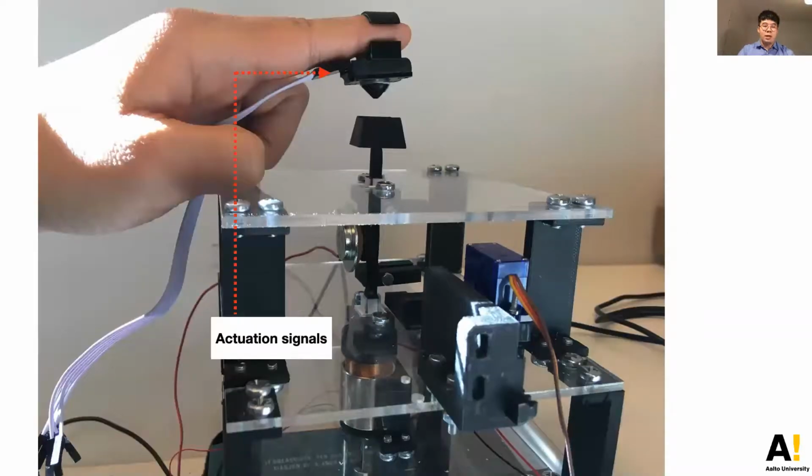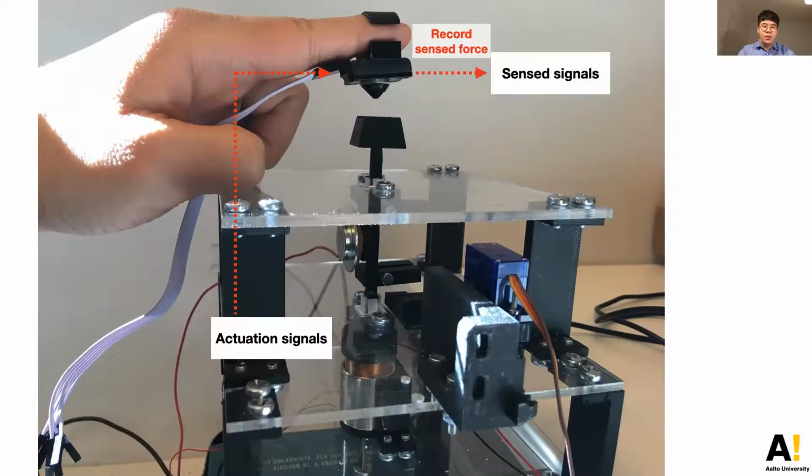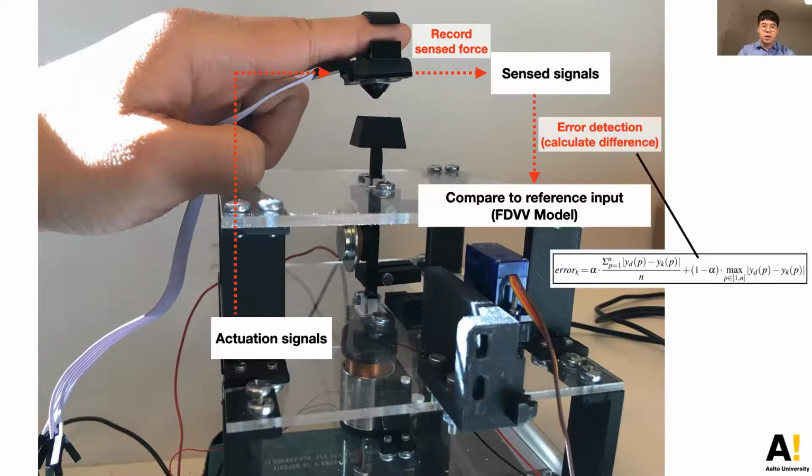Every time, we started with a series of random actuation signals to drive the motor. Then, we placed the button with a force sensor on the fingertip. The force sensor would detect the force at each displacement point. The microprocessor then calculated the errors between the sensed value and the target reference, which is the model we derived earlier. As shown here, the overall error of a press is decided based on two terms: the mean difference at all the displacement points and the biggest difference.